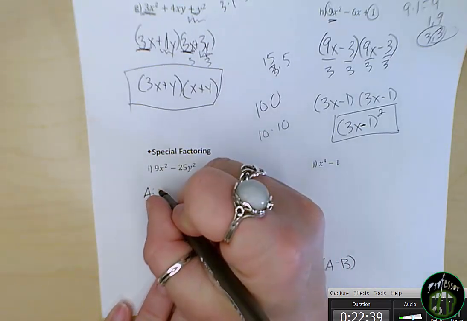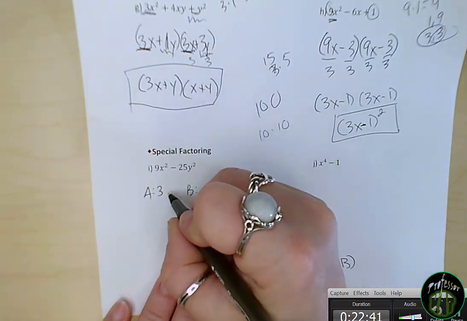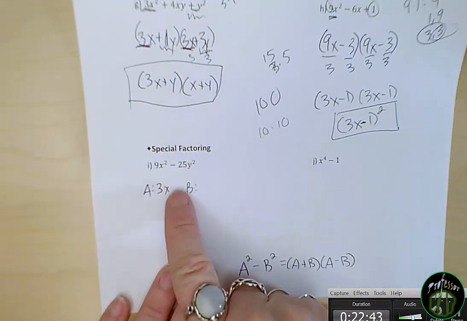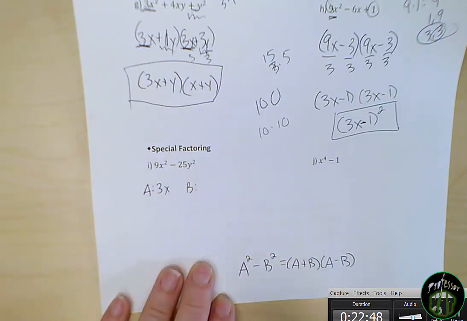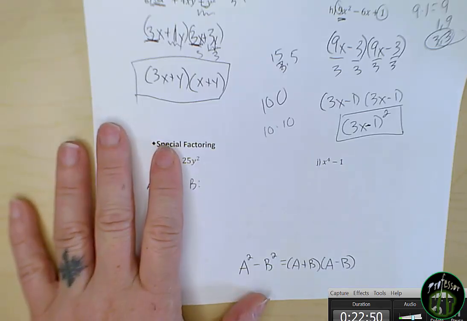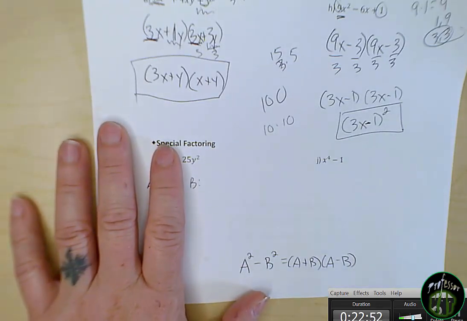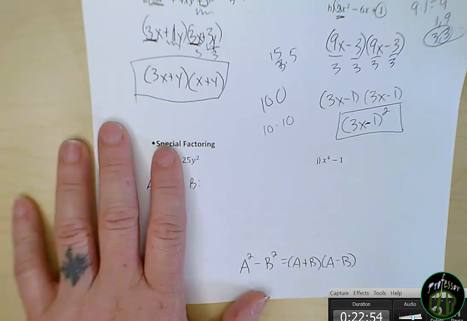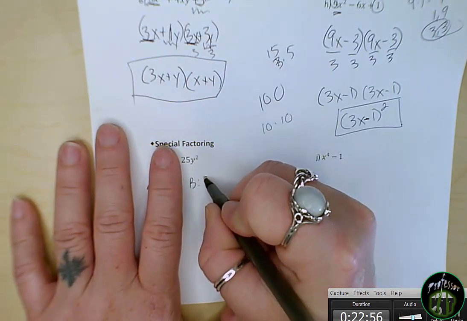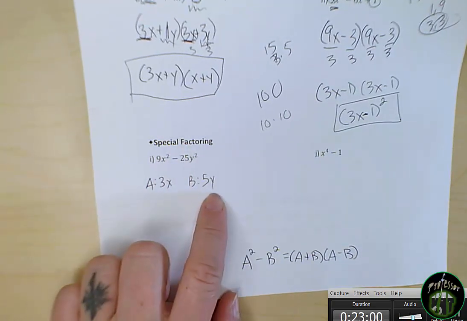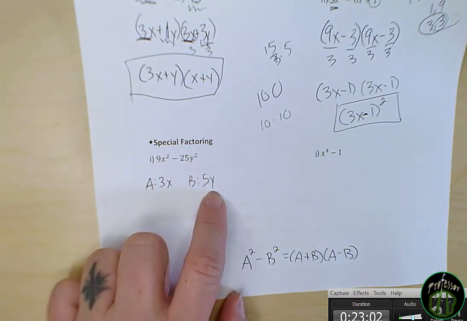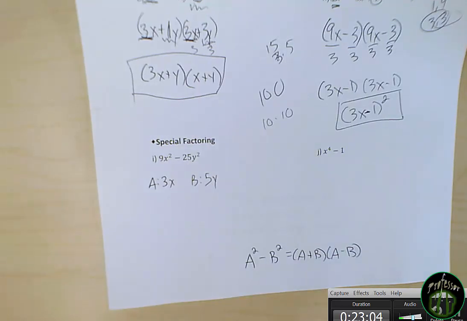Well, the square root of 9 is a 3, and the square root of x squared is an x. But also, 3x times 3x is 9x squared. B is just going to be what times what is 25y squared, or what is the square root of 25y squared? Well, the square root of 25 is a 5, and the square root of y squared is a y. 5 times 5, or 5y times 5y is 25y squared.